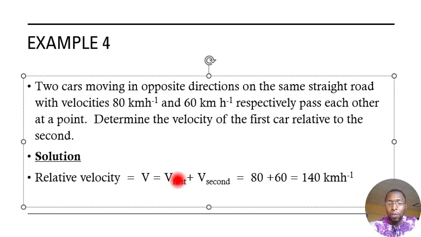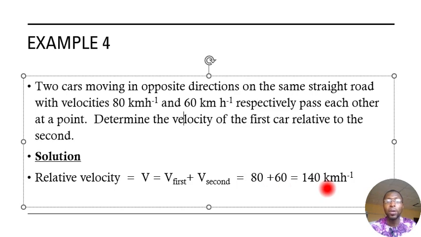So velocity of the first car is 80 km per hour. Velocity of the second car is 60 km per hour. And we have to find relative velocity because they are moving in opposite direction. To find the relative velocity, that will be V equals velocity of the first car plus velocity of the second car, and that's 80 plus 60. That is 140 kilometers per hour. All right, so that's it.